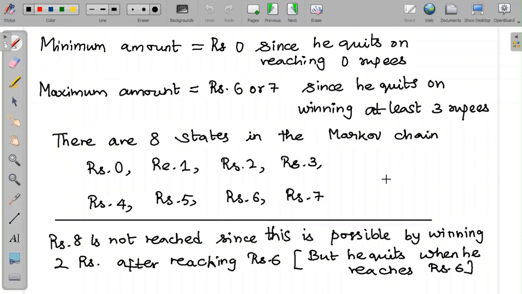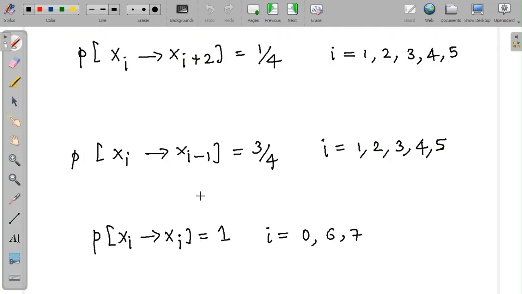And the money doesn't go negative because he's never in debt. Once he loses all the 3 rupees that he began with, he quits. So 0 is the minimum amount that he'll always carry home, and 6 or 7 is the maximum amount that he will carry with him. To describe this, I've written these two equations.